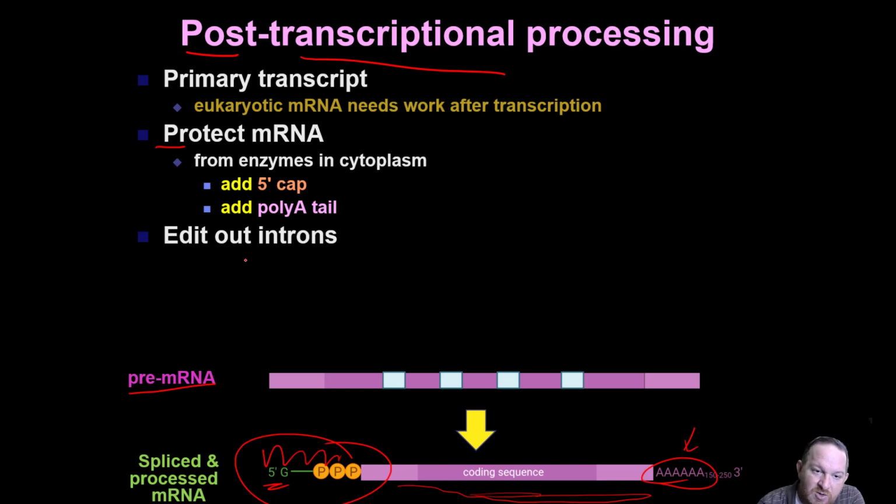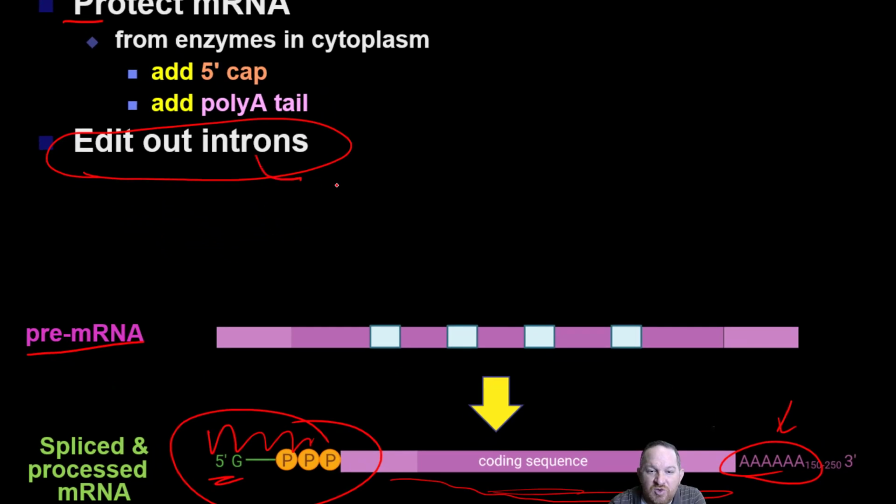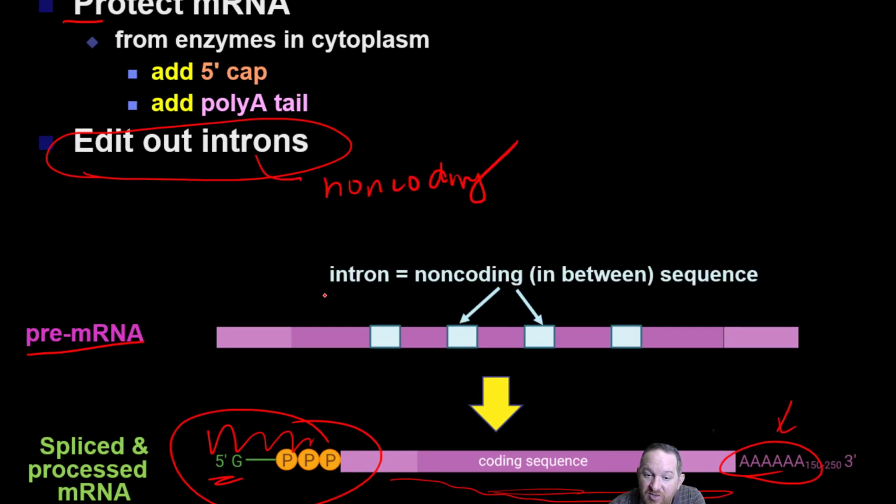The other thing we got to do is, before we send it out of the nucleus to the ribosome, we want to edit out the introns. Remember, the introns are non-coding. So we're going to take out these non-coding sequences, which will just leave the exons, which are expressed as the spliced and processed messenger RNA, which is now ready to go out into the nucleus to find the ribosome.